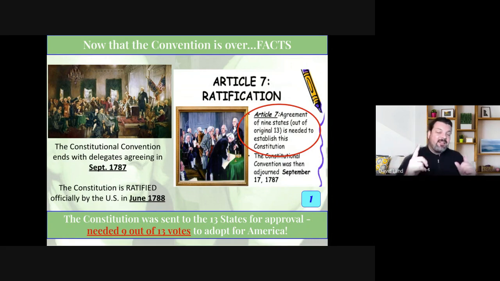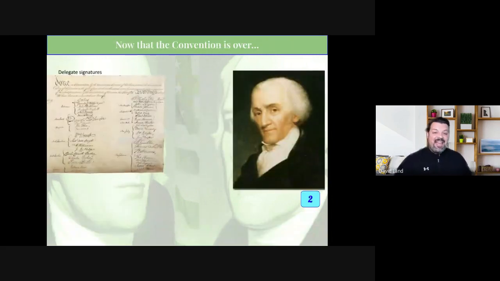So how many states needed to approve the Constitution? They needed, take a look at that circle, 9 out of 13. And once those 9 states decided to ratify or accept the Constitution, then it became the law of the land. And now we have a new government.